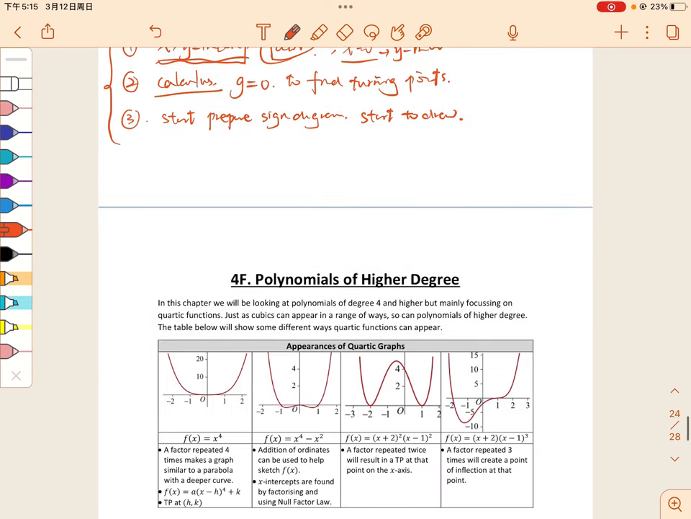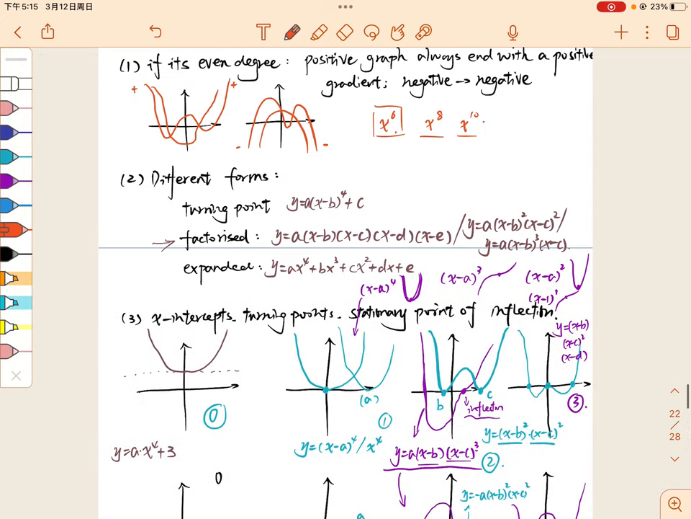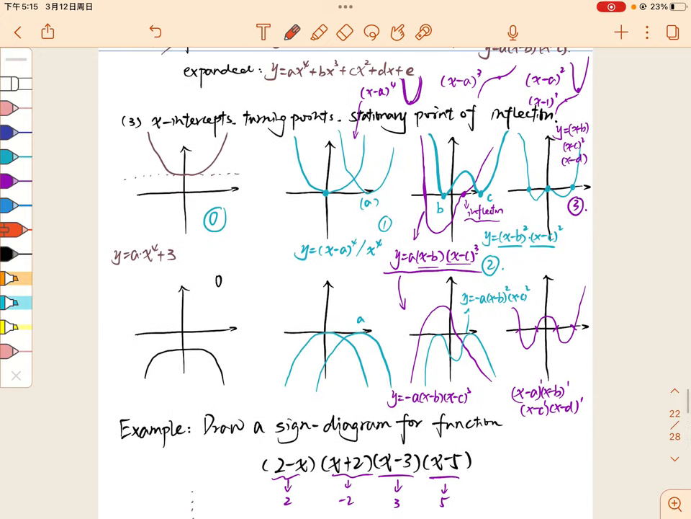Alright, so that's for 4E and 4F. I hope the things are pretty clear by far, especially the graph for the cubic function and quartic function with 1, 2, 3, or 4 x-axis intercepts.